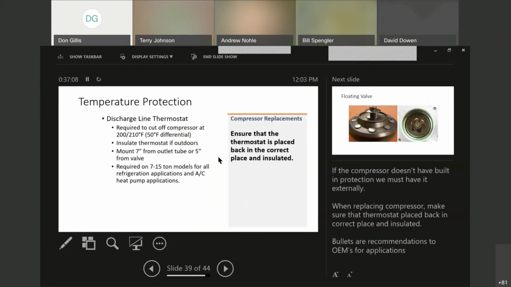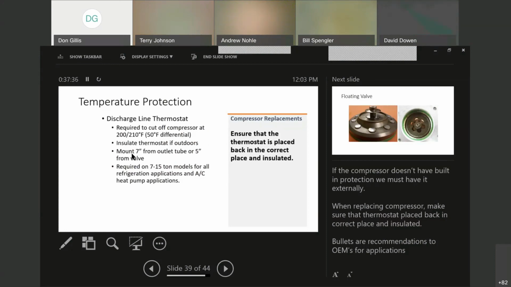Temperature protection, the discharge line temp thermostat, again, required to cut off the compressor somewhere around 220, 250-degree differential. You need to insulate that thermostat. So in other words, if one's there and you replace the compressor, they have to make sure they don't just leave that flinging in the air there. It has to go back on that discharge line, and that is major. You have to remember that.